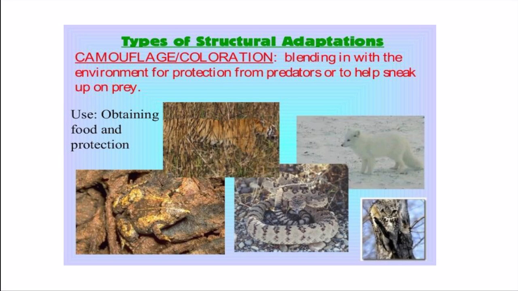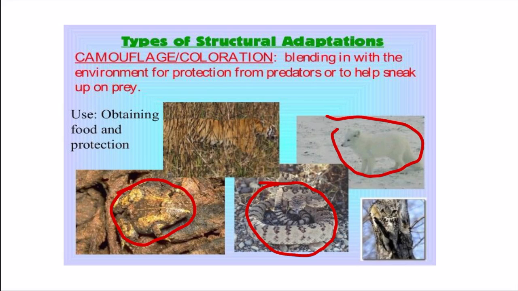Example, this one, the tiger. The tiger looks like the dried grass, and the frog. Can you see the frog? The frog looks like a stone. They adapt, the structural adaptation, and the snake lives in the same color as the stone too. They copy the adaptation, and this one looks like a fox, a white fox, adapted to the snow.